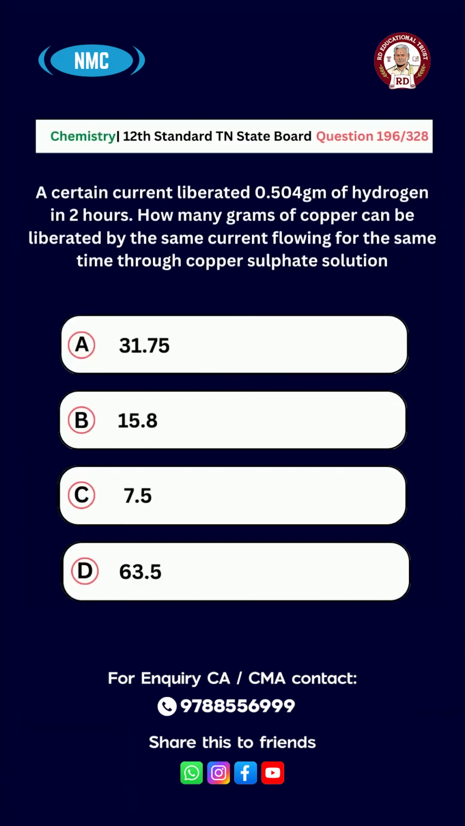Question number 196. A certain current liberated 0.504 gm of hydrogen in 2 hours. How many grams of copper can be liberated by the same current flowing for the same time through copper sulfate solution? Option A 31.75, option B 15.8, option C 7.5, option D 63.5. The correct option is option B, 15.8.